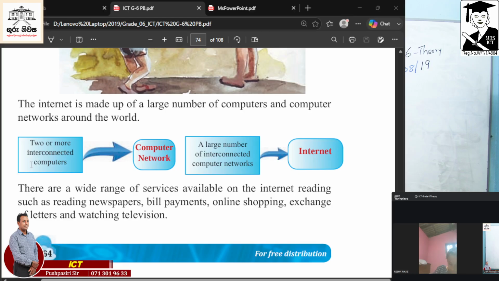After that, write this down, and then draw the diagram. So draw the diagram also. What is internet? The answer is here. The internet is made up of a large number of computers and computer networks around the world. So write that down and draw this also.